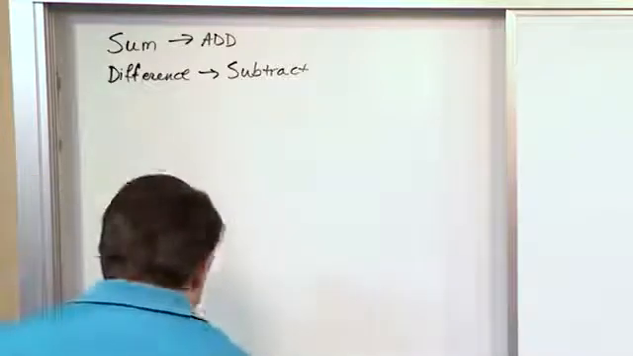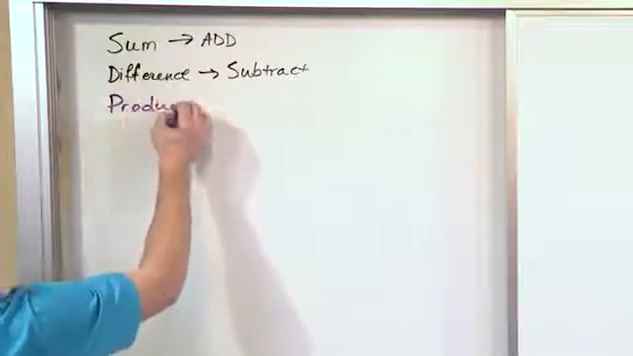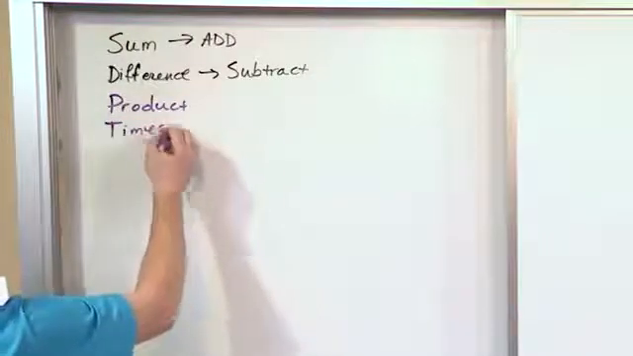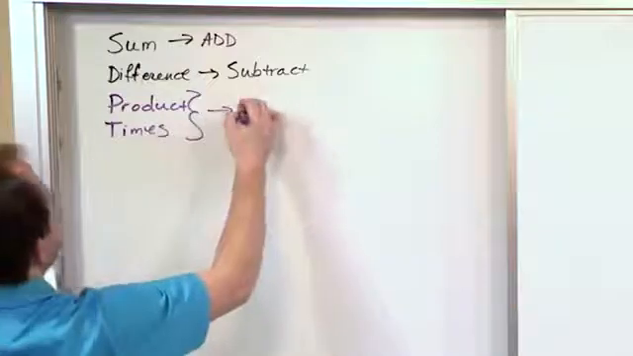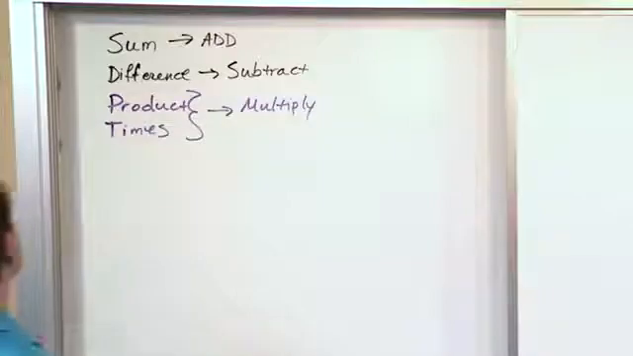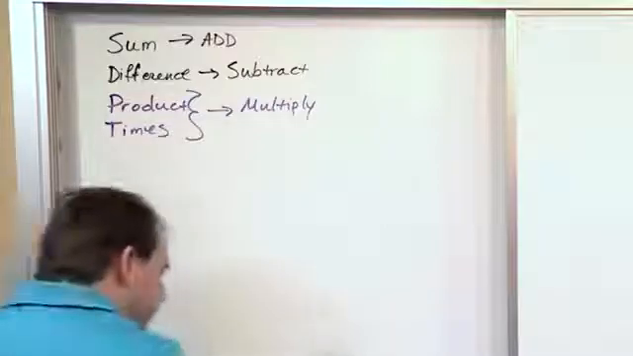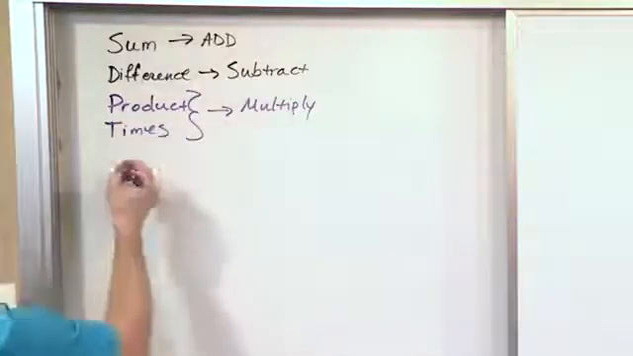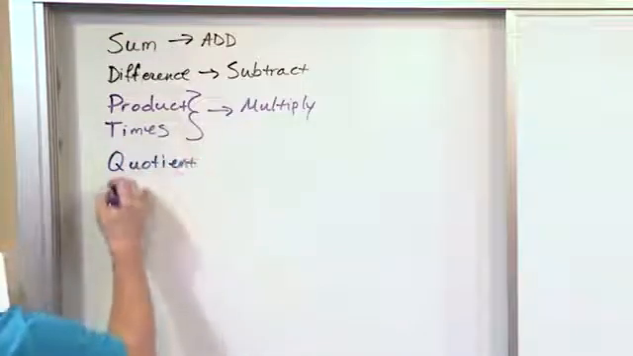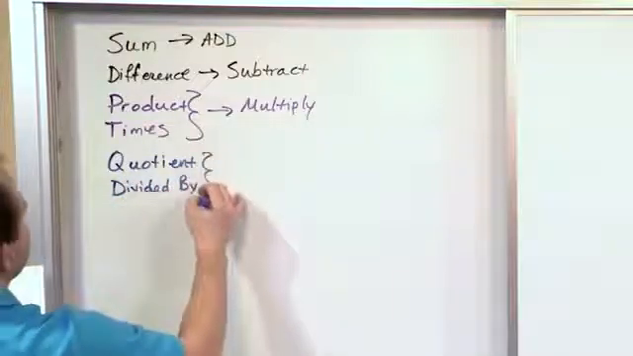Let me switch colors here. If you see something like the product of two numbers, or when some number is 3 times another number, these words mean multiply. So a lot of times you'll say, hey, the product of 3 and 7, or this car is 3.5 times bigger than another car. Those mean multiplication. And then finally, the last one I'll share with you is if you see the word quotient, or you see the word divided, usually like divided by, of course these mean division.